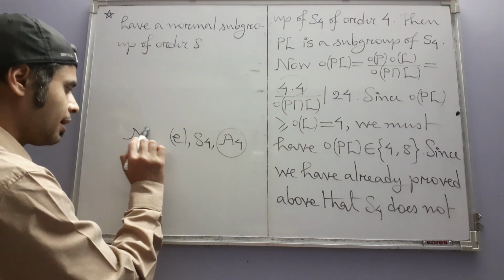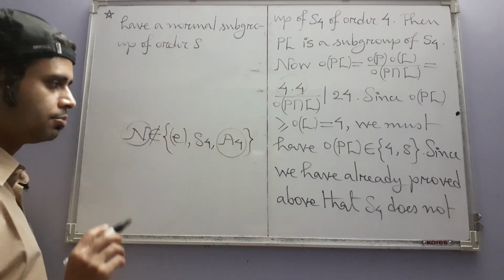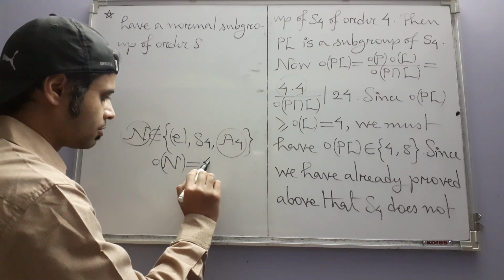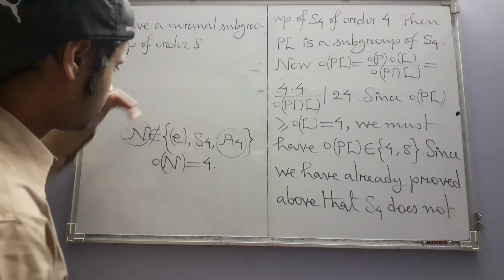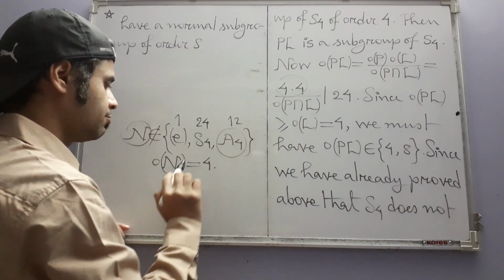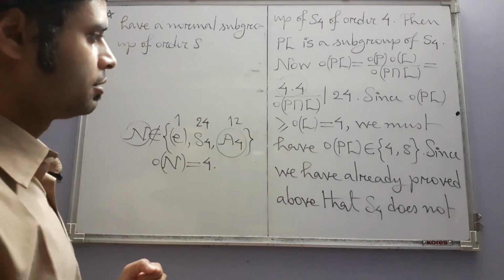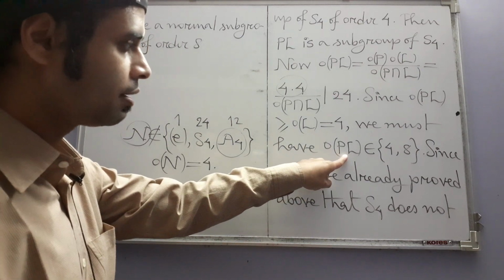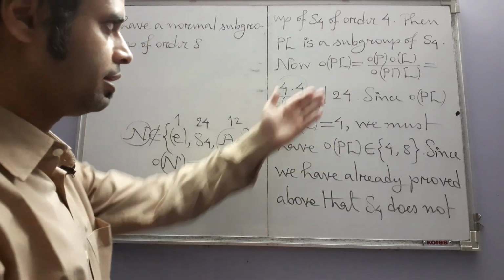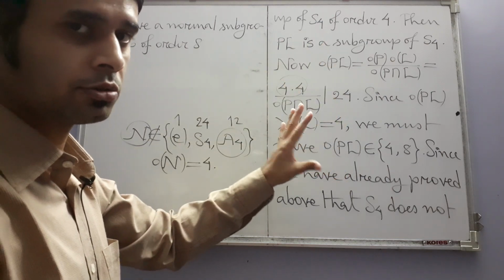Anything else, if we have something else that is also a normal subgroup of S4, then it must have order 4. This one has order 1, this one has order 24 of course, this one has order 12, and anything else must have order 4. So no place for 8, but normal subgroups. Is PL normal? Yes, it is. Why? Because both P and L are normal. L is already normal, that we just mentioned, and P is normal because we chose P to be normal.